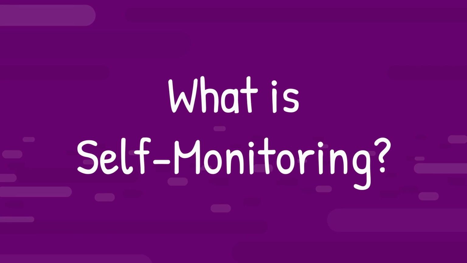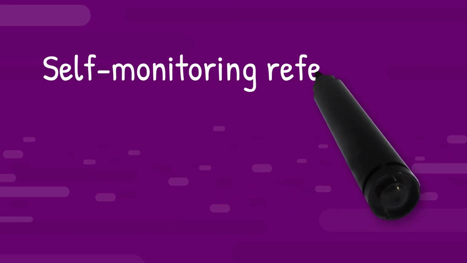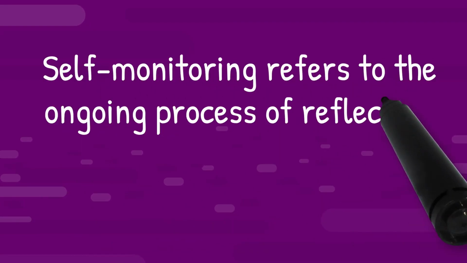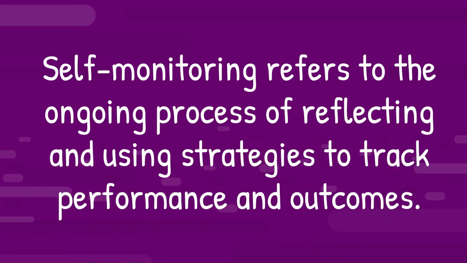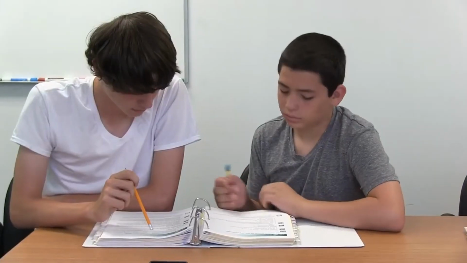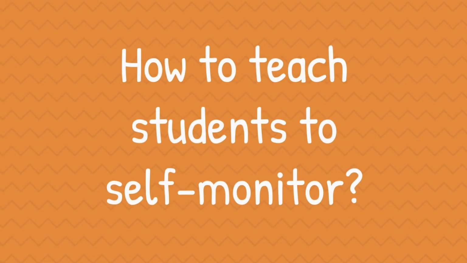What is self-monitoring? Self-monitoring refers to the ongoing process of reflecting and using strategies to track performance and outcomes. Self-monitoring strategies allow students to check the effectiveness of their strategies, to evaluate and revise their strategy use, and to continually adjust them according to what the task demands. How to teach students to self-monitor?